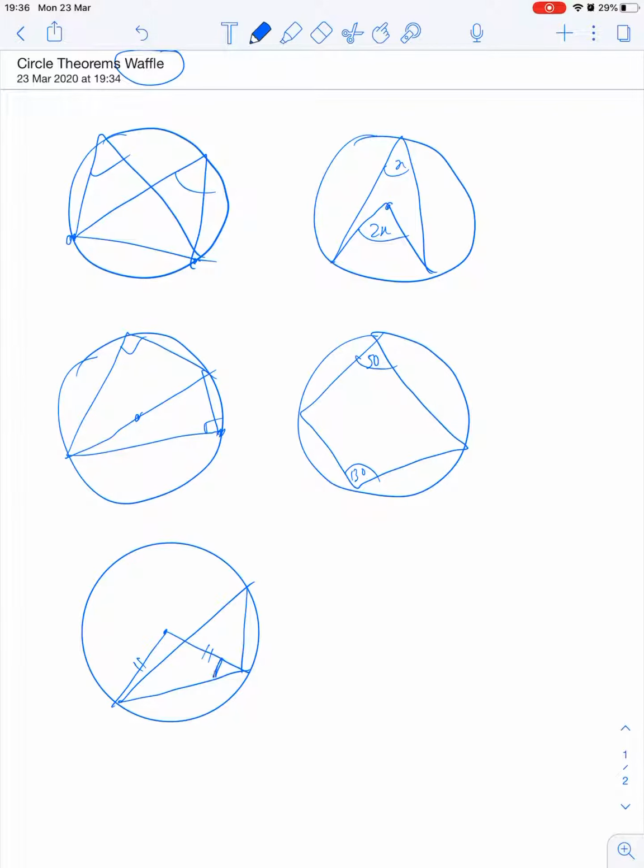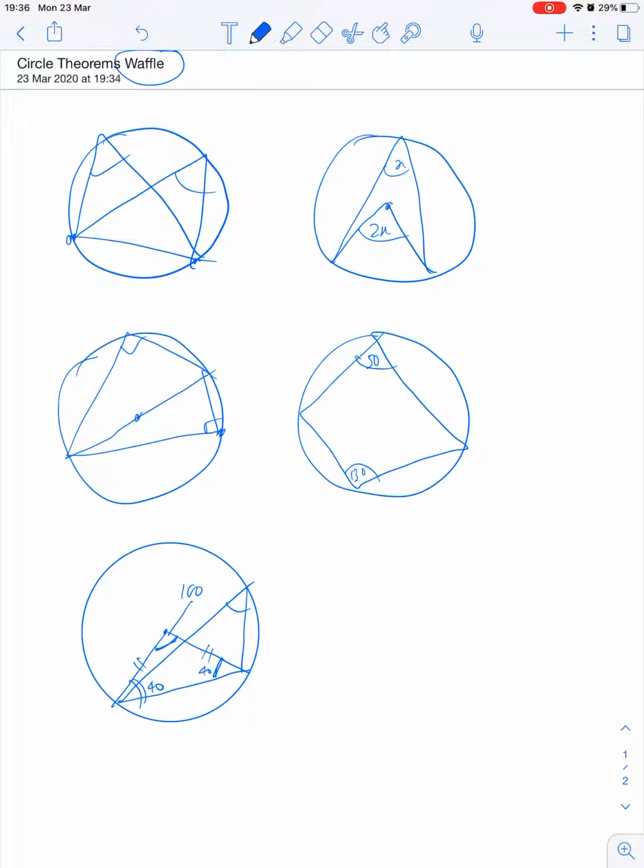So if you know this little angle down here, let's say, for example, that's 40, then its friend over there is 40. Because it's isosceles, the two angles are equal. So this angle up here would be 100. And oh look, there's the angle at the circumference.